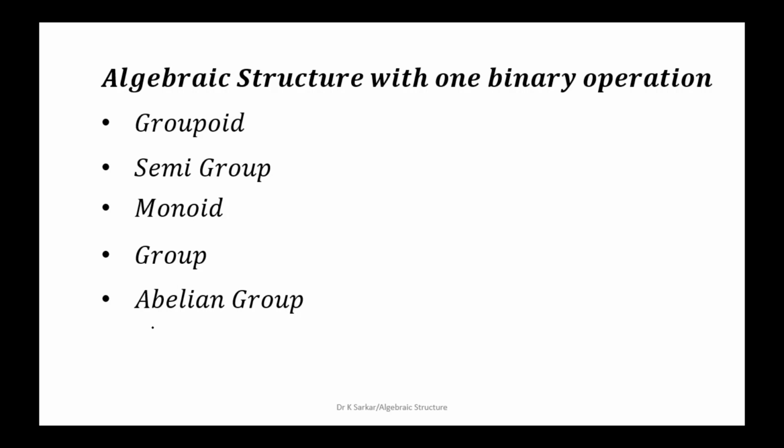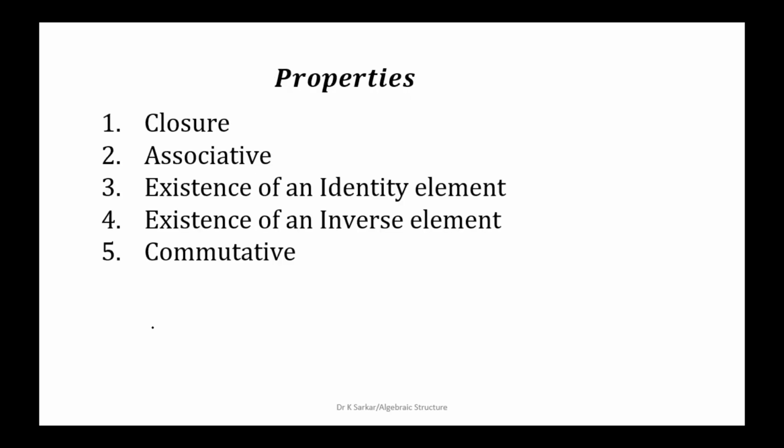Before going to study groupoid, semigroup, monoid, group, Abelian group, we have to know a few properties: closure, associative, existence of an identity element, existence of an inverse element, and commutative.